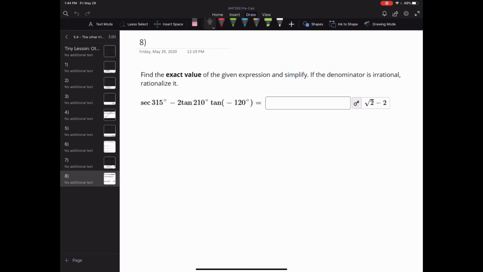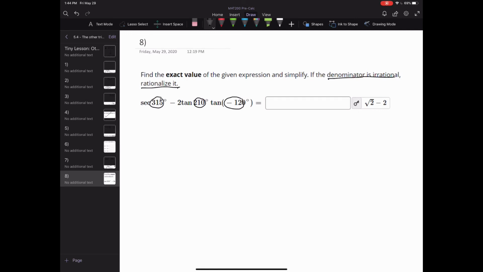Last but not least, find the exact value of the given expression and simplify. If the denominators are irrational, rationalize it. Why? I don't know. Okay, so let's see. They gave you a bunch of different degrees that we have to convert. Let's do the 315 degrees first. Oh, actually, no, we don't have to convert it.